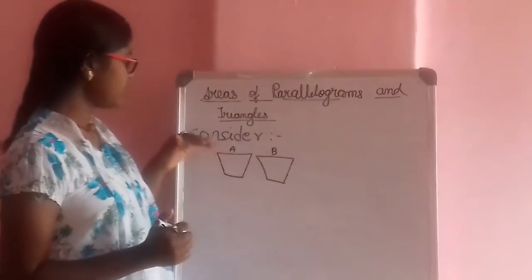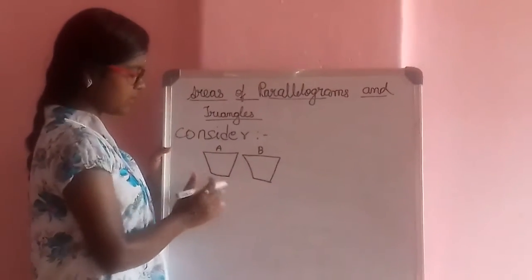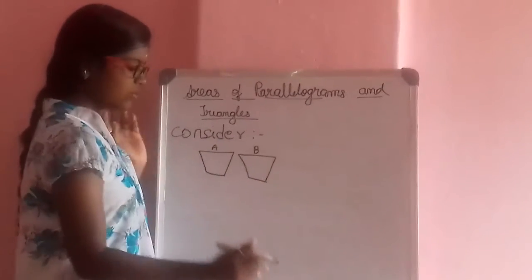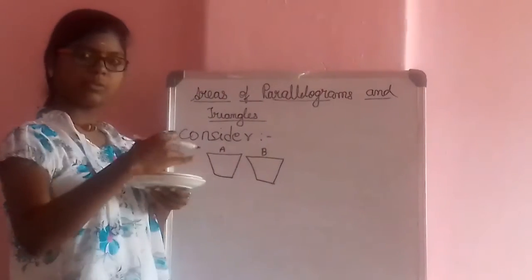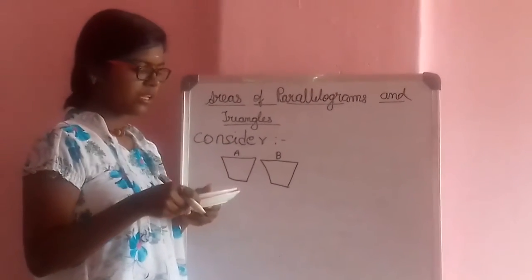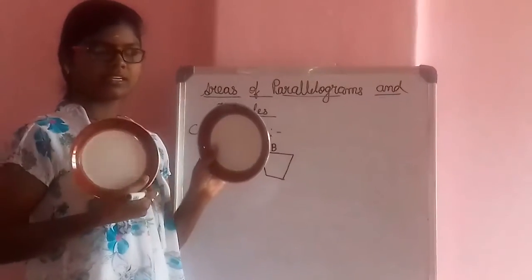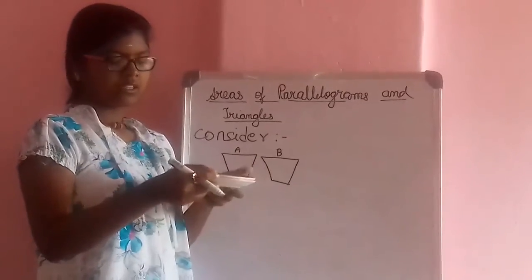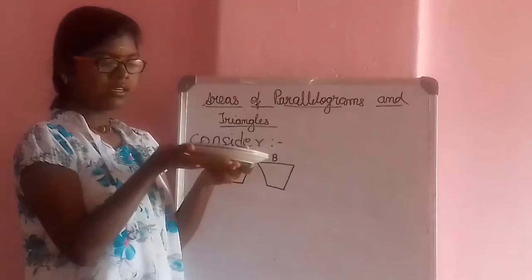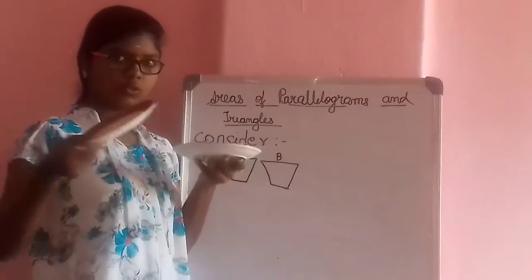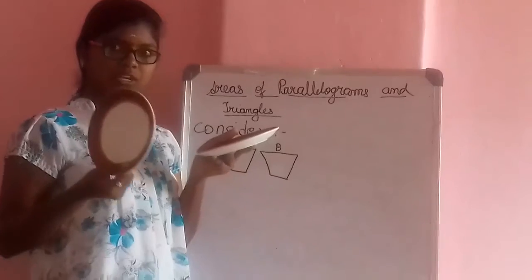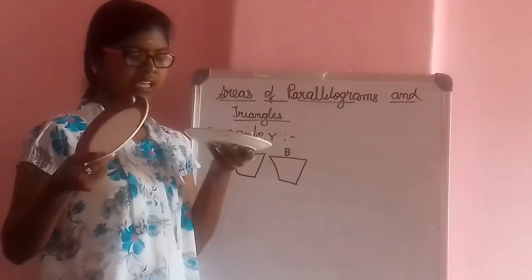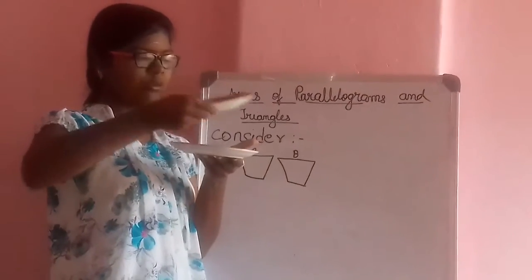Now I have considered 2 trapeziums, or 2 figures. Now I find that these 2 figures look the same. Just see an example here. Consider this to be a plane, a circle plane. This is one and this is the other one. Now I am going to keep this plate on the other one, so it is superimposed on the second plate. I have considered 2 plates, each fully a circle and a plane. This is plate A, this is plate B. I am going to place plate B on plate A.